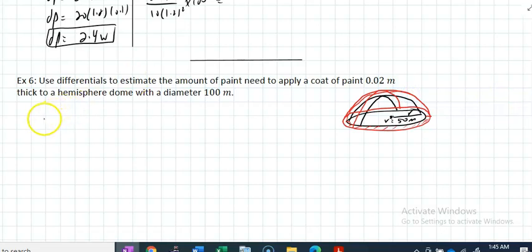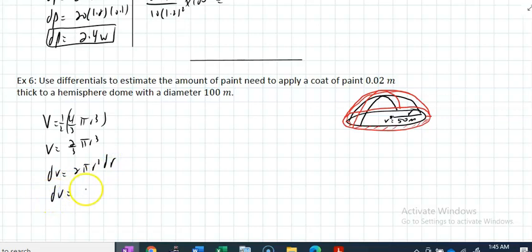Well, we know volume of a sphere is 4/3 pi r cubed, except this is a hemisphere, that's half of it. So volume is 2/3 pi r cubed. dV is actually 2 pi r squared dr. So the amount of volume, the change in volume is going to be 2 pi. The actual radius is 50. The change is 0.2. So the change of volume in that would be roughly 314.15 meters cubed.